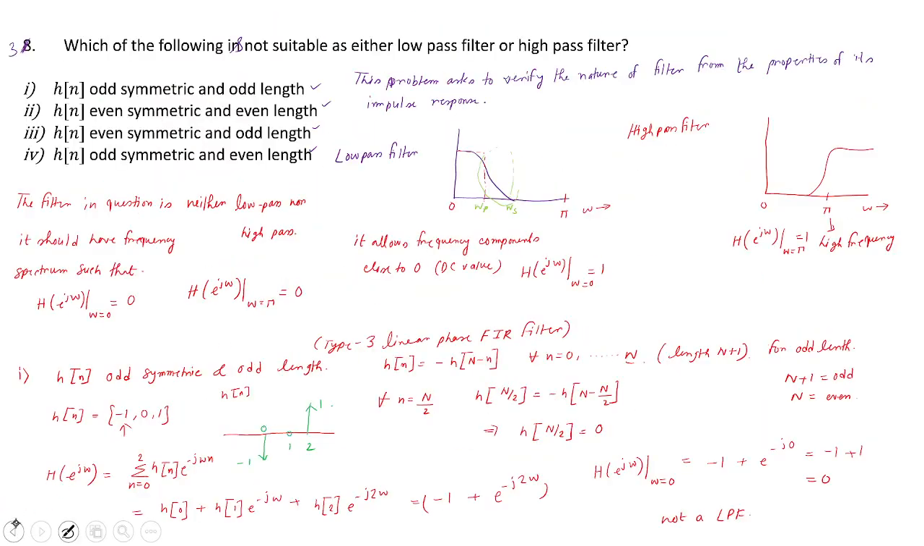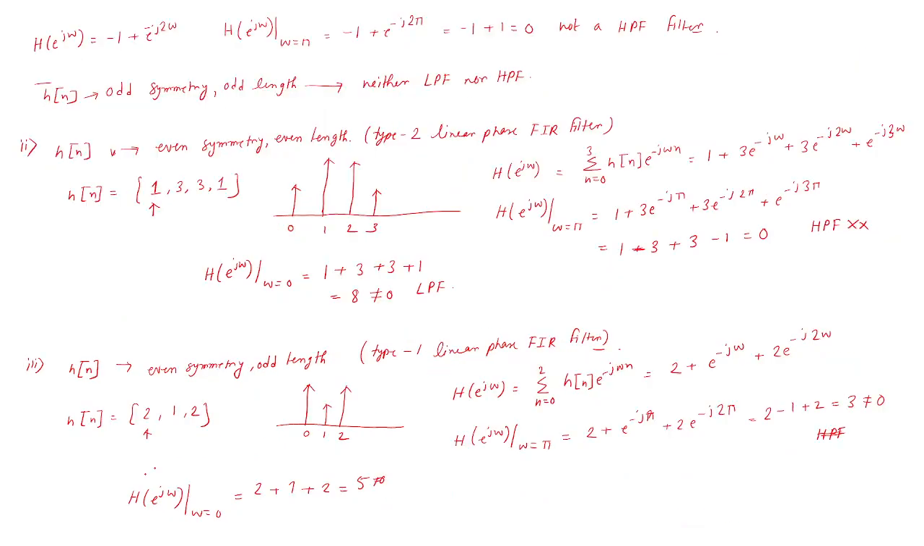So let us revisit our observation for the first case. When h[n] satisfies these two properties of being odd symmetric and of odd length, then the filter we obtain has a frequency response of 0 at both omega equal to 0 and omega equal to pi. Therefore it's neither a high pass nor low pass filter, which is, by the way, a type 3 linear phase filter. The second option, h[n] satisfies the property of even symmetry and even length, which is a type 2 linear phase filter.